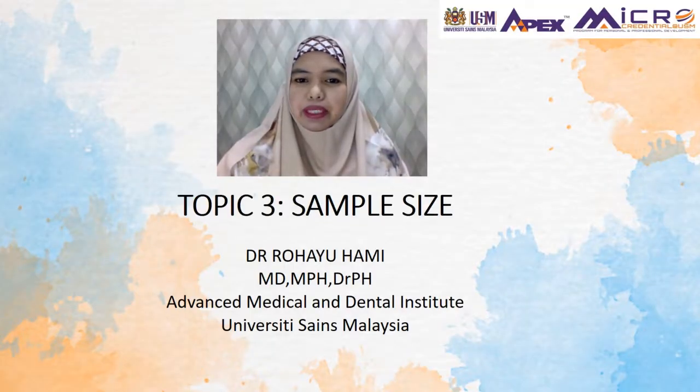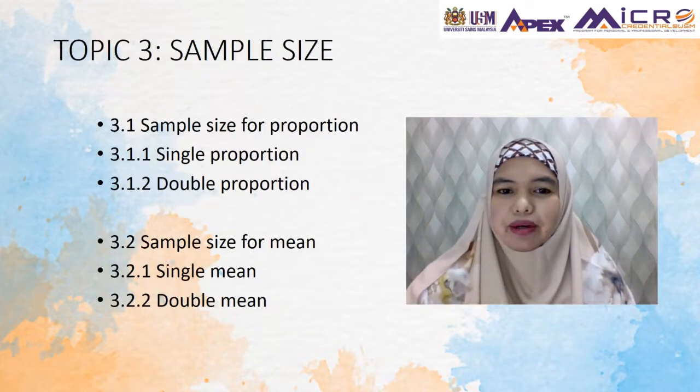I will cover topic number 3, sample size. This is the outline of topic 3. 3.1, we will cover sample size for proportion, where in this topic we will divide into two small topics, which are calculation for single proportion and also calculation for double proportion. In 3.2, we will calculate sample size for mean, also for single mean and double mean.